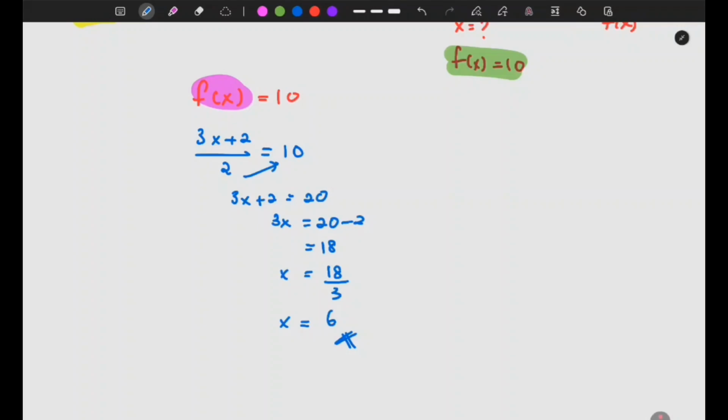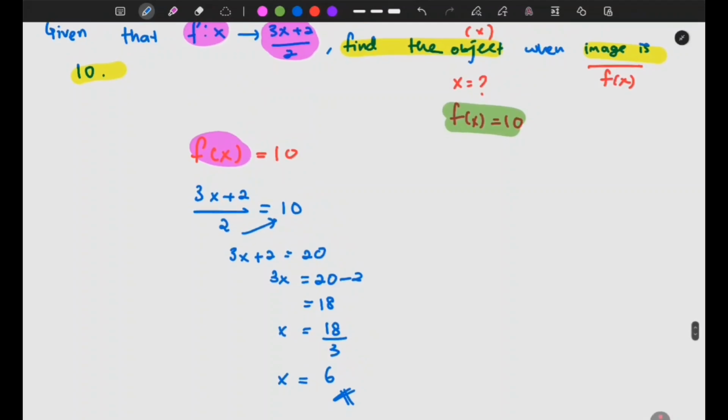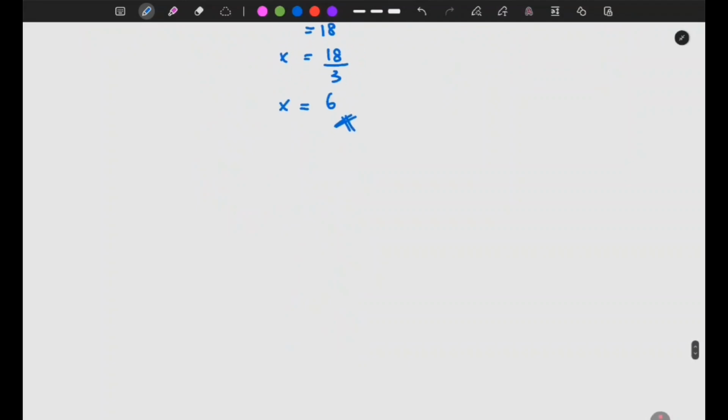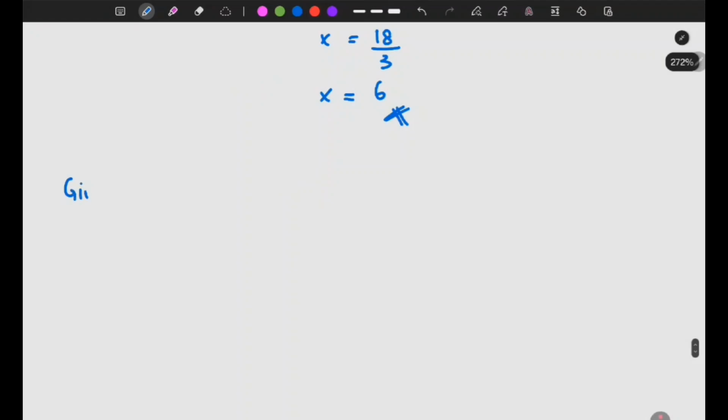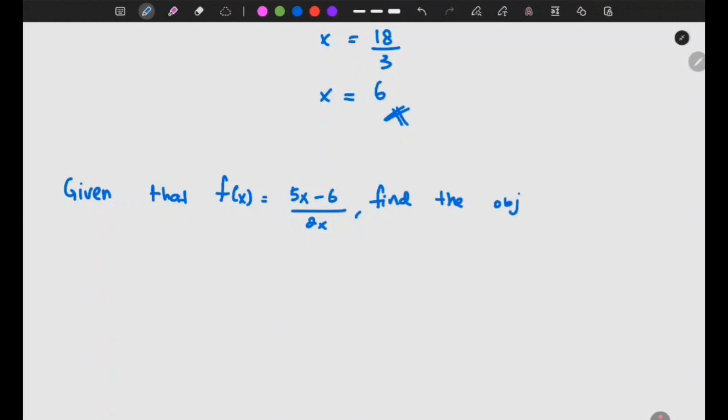Right, next, let's go to the next question. If you have any questions so far, let me know if I'm too fast. So for another question, let's say given that f(x) is equal to (5x - 6)/2x, find the object when the image is 4.